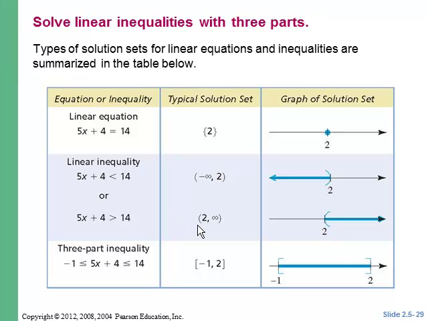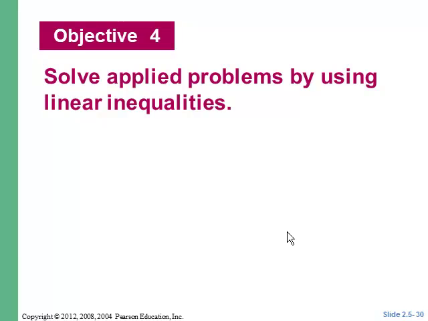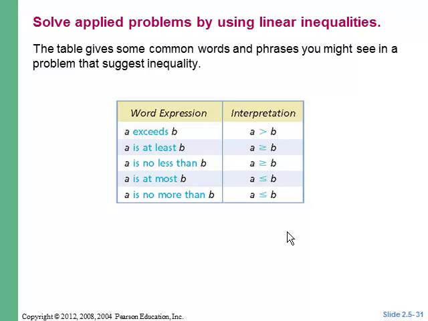Okay, so if we have a linear inequality in 3 parts, we're either going to have one point, a line to the left, a line to the right, or something between. Let's look at some applications. When we see in words these different things, we can translate them into an inequality. A exceeds B, A is greater than B. A is at least B is greater than or equal to B. At least is the exact same as no less than. At most, and then no more than.